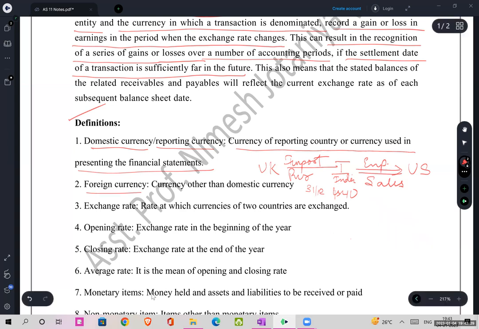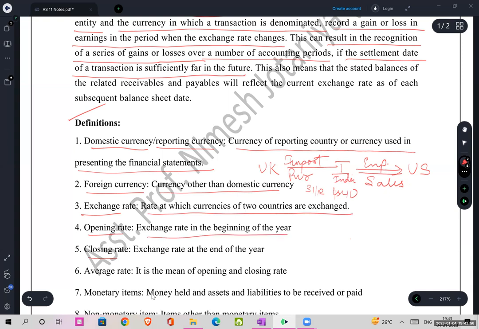So the second point says foreign currency, which is a currency other than the domestic currency. Like I am in India, so for me the currency is rupees. And I am dealing with the US, so it is the US dollar, and if I am dealing with the UK, it is the pounds. Exchange rate means the rate at which two currencies of two countries are exchanged, as I explained. Then the opening rate and the closing rate.